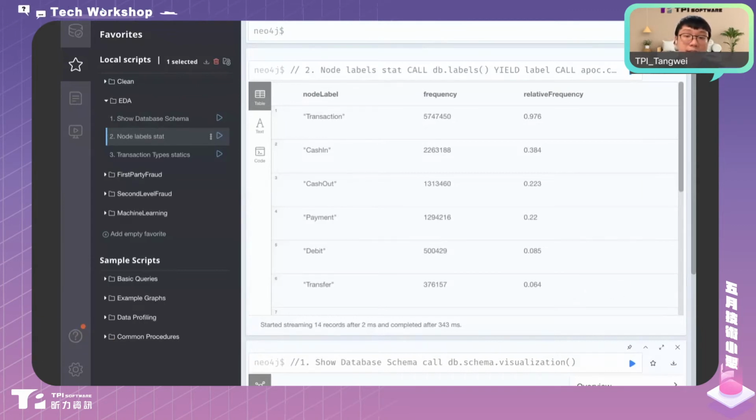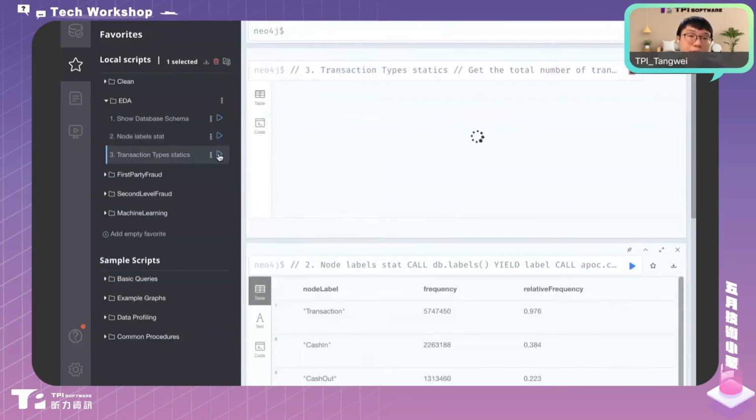So in here, we can see the result. So most of our transaction activity is some form of ingress or egress, where money flows into or out of the network, while the remaining activity involves money flows to and from parties in the network. So this is our node label statistic.